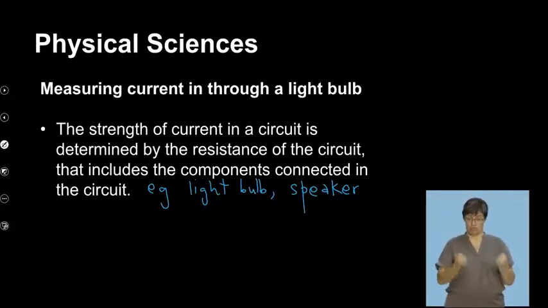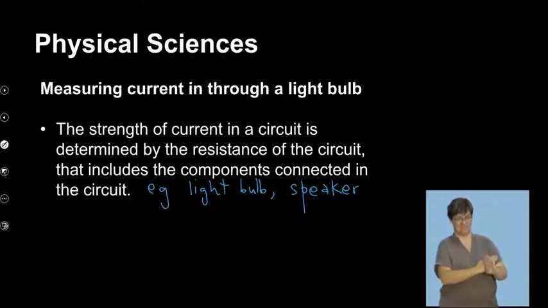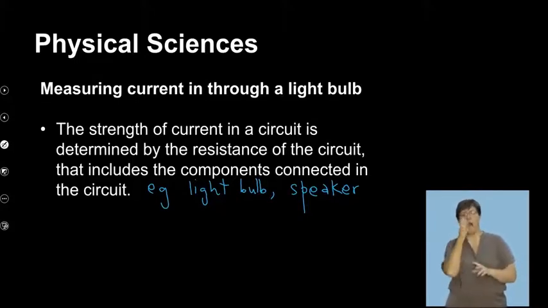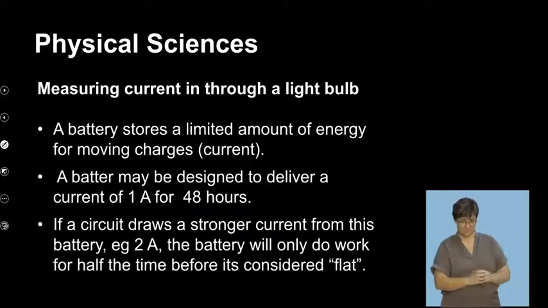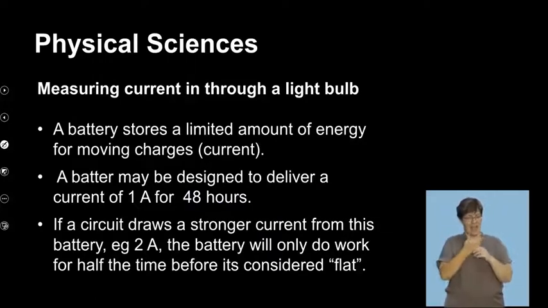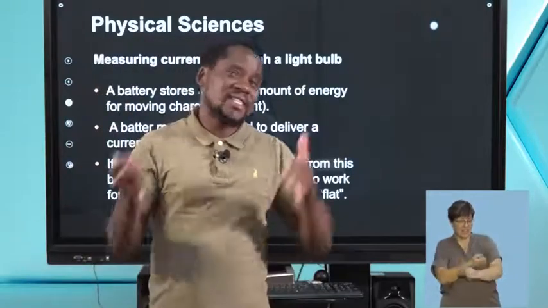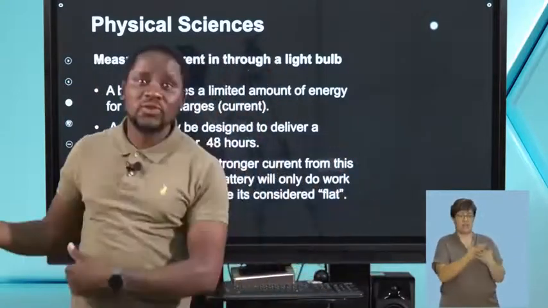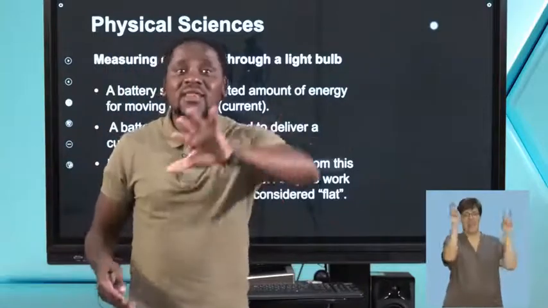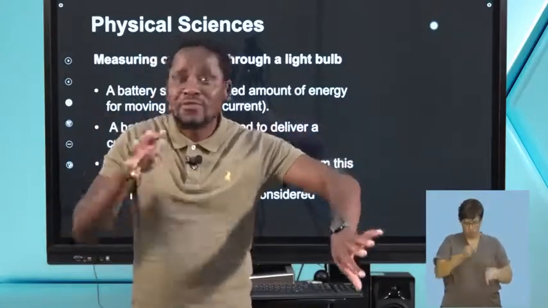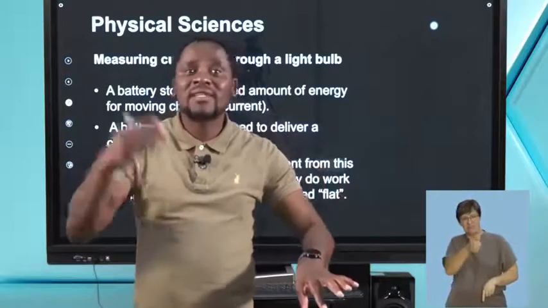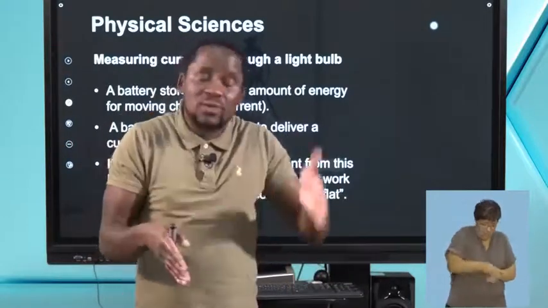So the strength of current is determined by the resistance. This will lead us to even more understanding as we go further in our study of circuits, okay? Now, the battery stores a limited amount of energy for moving charges. So the battery does not release charge. Once again, what it does is transfer chemical potential energy to the charges so that the charges can move, so that it becomes electrical energy. We need to get that out of the way. The charges are not from the battery. The battery is the primary source of energy, which is transferred to the charges, okay?